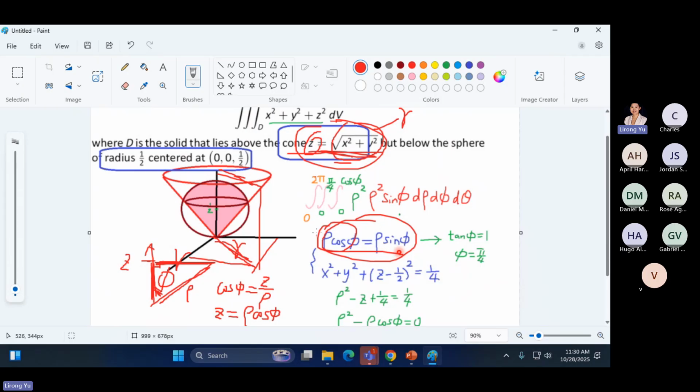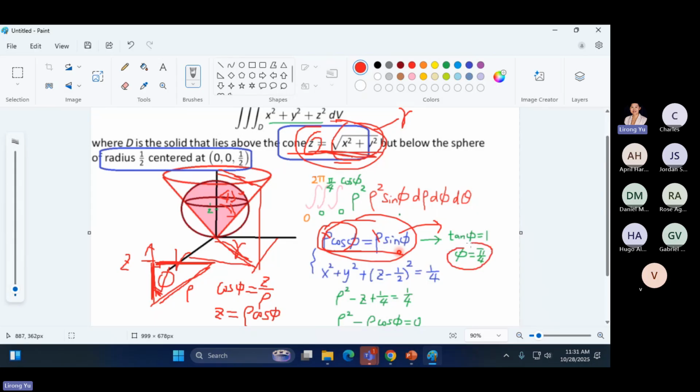Basically saying you cancel the rho and you have cosine phi equal to sine phi, which then equals tangent phi equal to 1, which means phi equals pi over 4. So this angle here is 45 degrees. Okay. So the relation of the cone is a 45-degree cone. 45 degrees is the angle between the side of the cone and the axis.